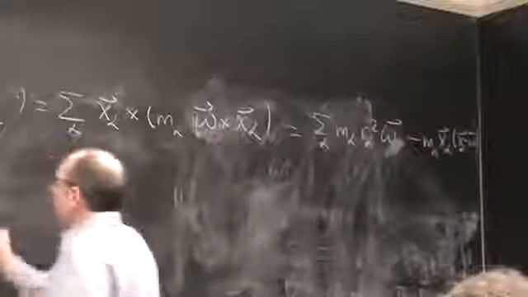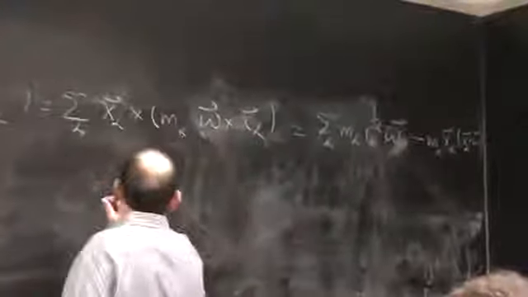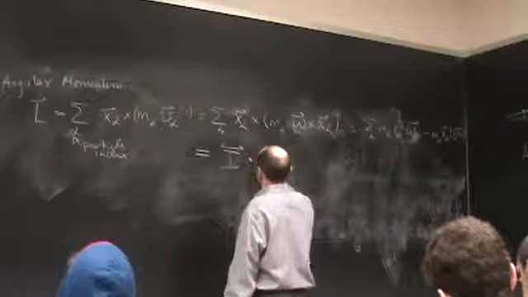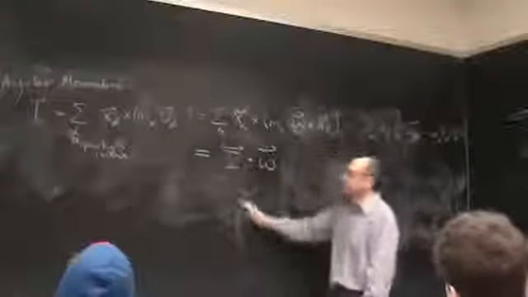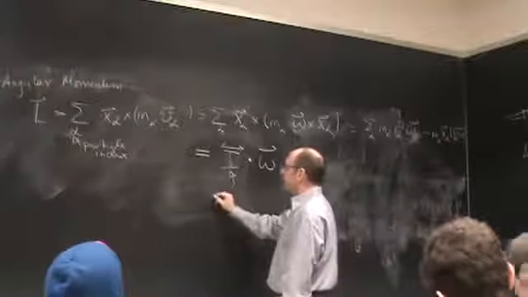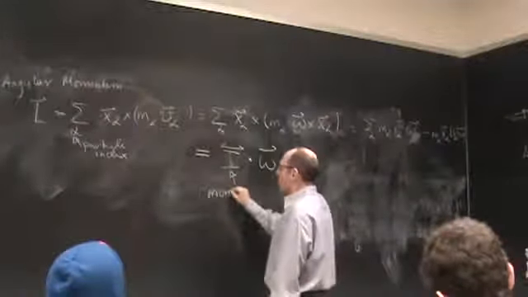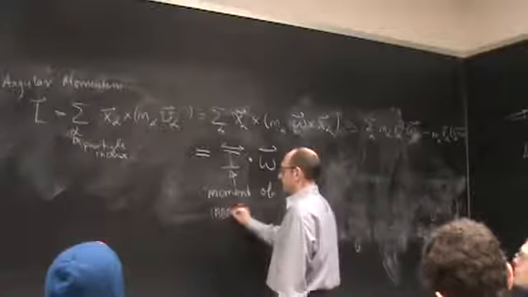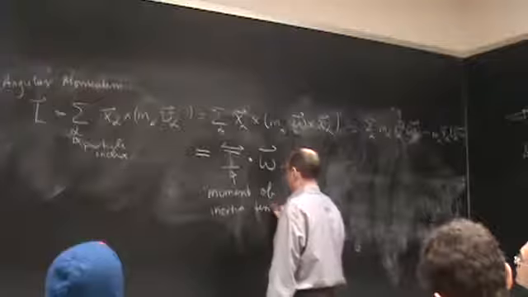And the way we deal with that is to write this not as a number times omega, but as a tensor dotted into omega. And this tensor is the moment of inertia tensor.